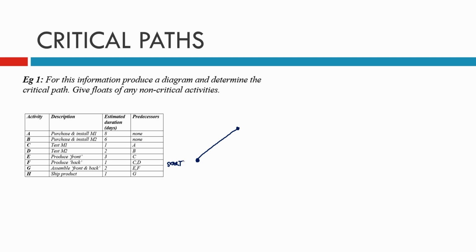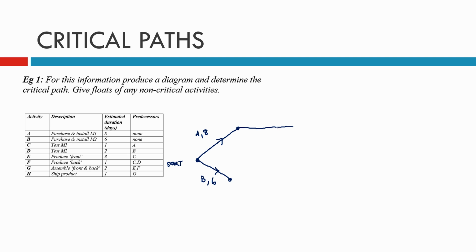Now, we've got to be able to read this table. Activity A, it doesn't matter what the description is, but the predecessor means what comes before it, and there's none. So we can put the A there with an 8. Then we can go down. B has nothing there as well, so we do the B, no predecessor, and it has a duration of 6. We've got to be able to read it.